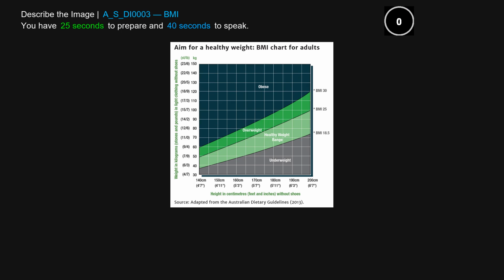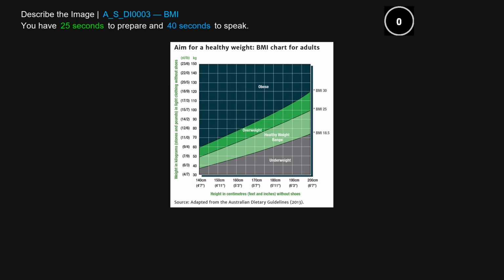The given picture gives the information about the aim for a healthy weight BMI chart for adults. It is clear that the BMI chart for adults is indicated with the weight in kilos and the height in centimeters. Firstly, there is a BMI under 18.5, which is indicated with the brown color, is underweight.